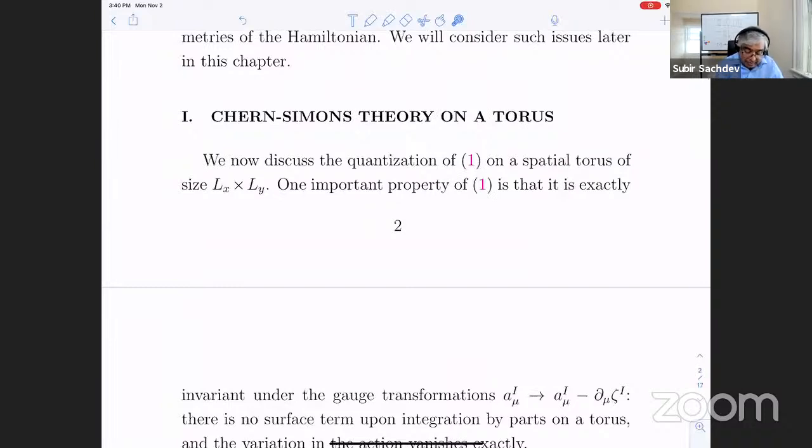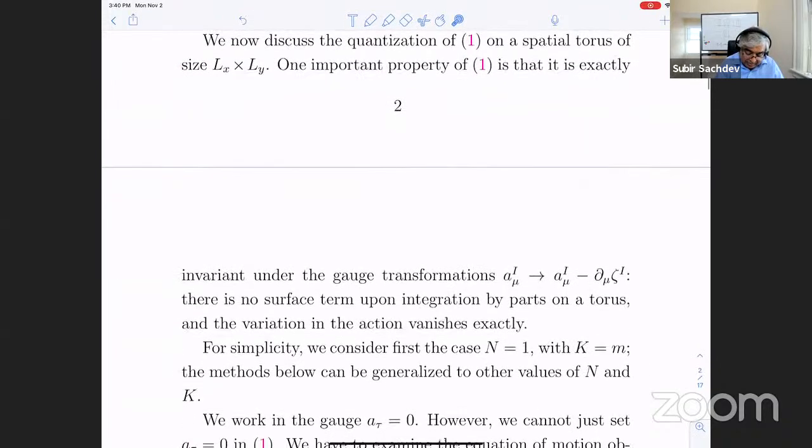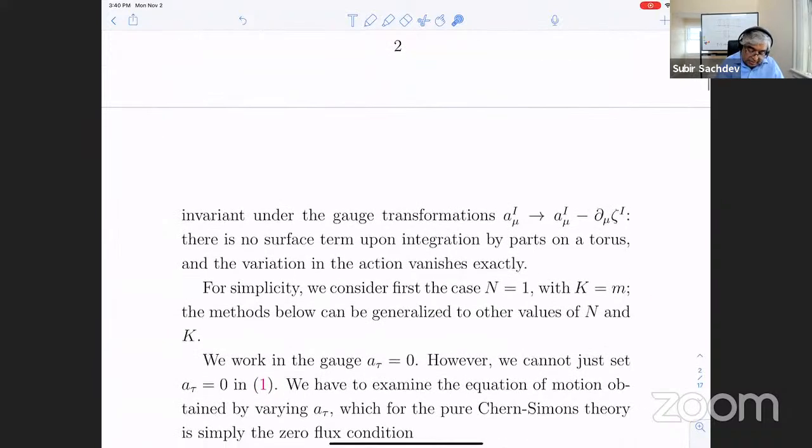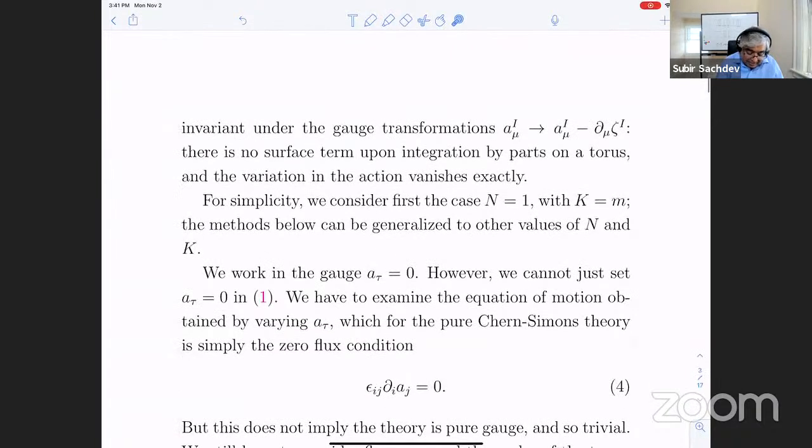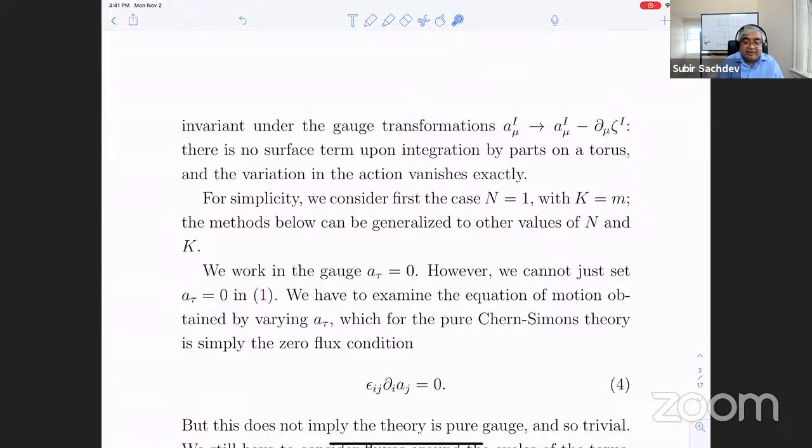So we take a torus of size Lx and Ly. Then I said it's gauge invariant because there's no boundary. And we consider the case n equals 1 with k equals m, an integer. We'll just look at that case. All right, so we want to quantize this theory. It's fully gauge invariant, so let's pick a gauge where a tau is 0. But we can't just set a tau equals 0 so quickly. We have to first look at the equations of motion associated with any gauge field. Those are the analog of Maxwell's equations, and then choose a gauge once you have the Maxwell's equations.